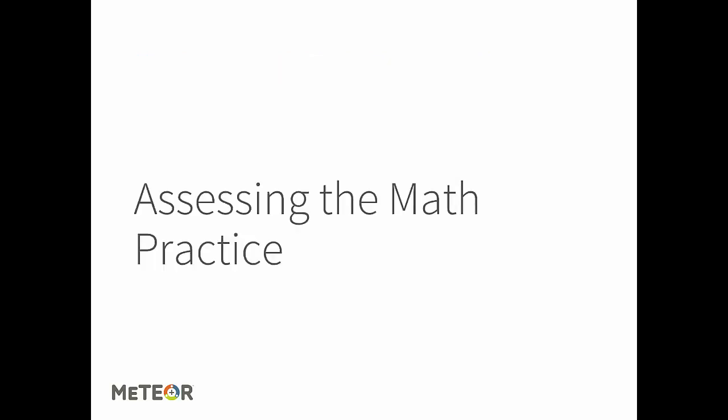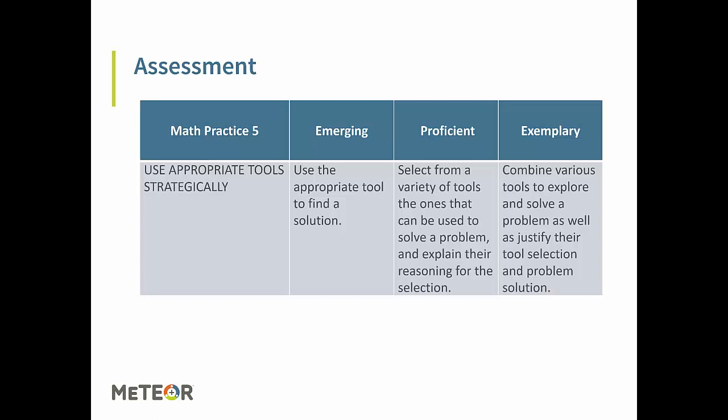So we will now conclude this webinar with a quick discussion on how we would assess Math Practice 5. Students can be assessed informally during this process just by asking questions as you circulate. But some teachers may want a more formal rubric or checklist. This rubric can be used or adapted as a quick reference to assist with that assessment.